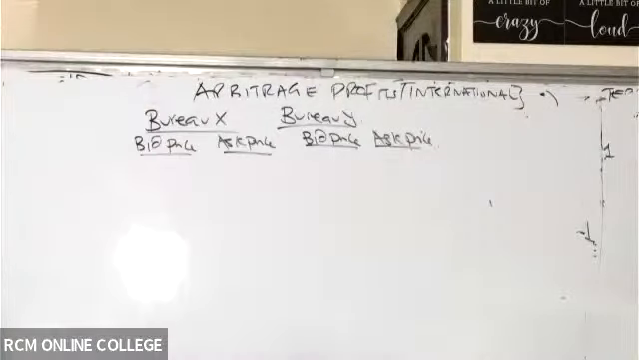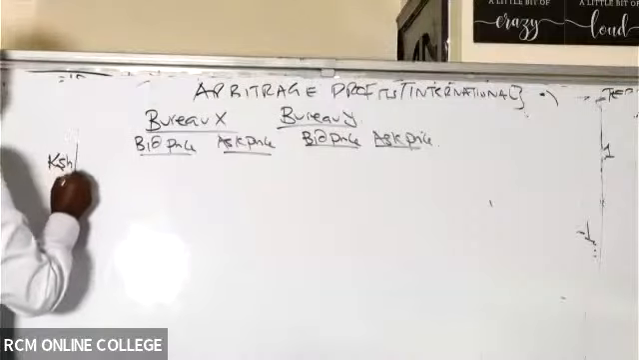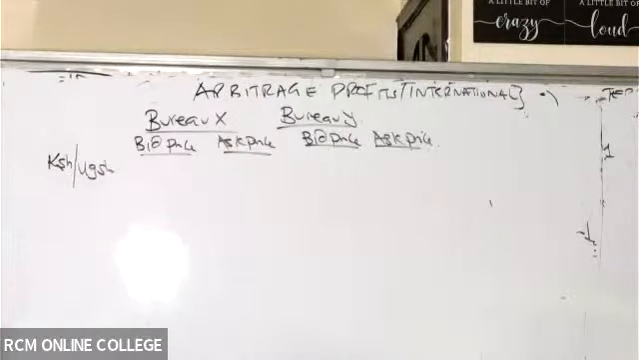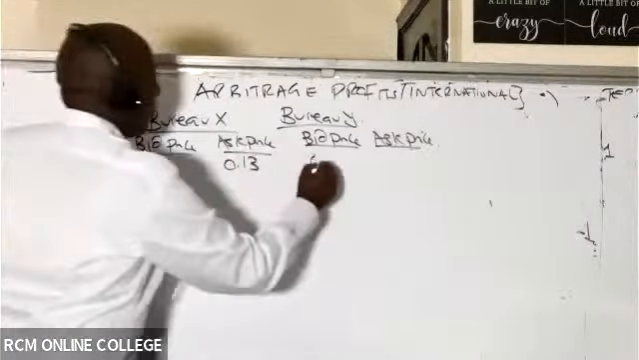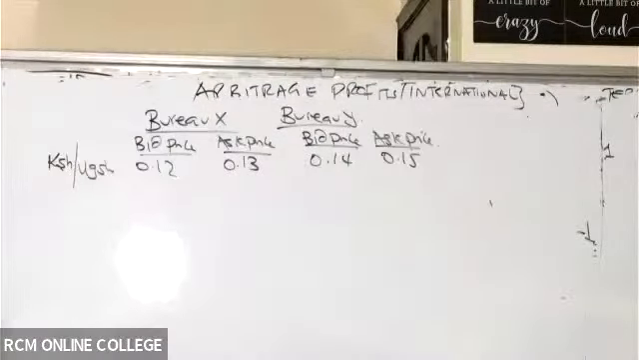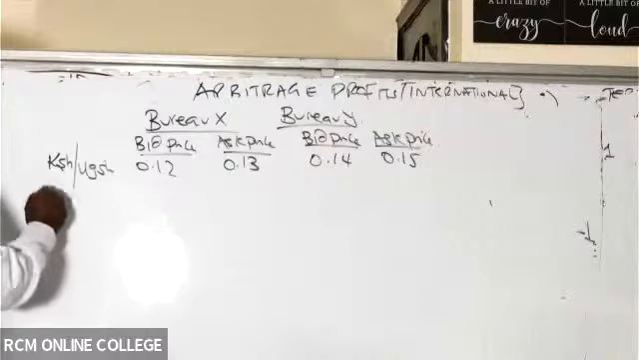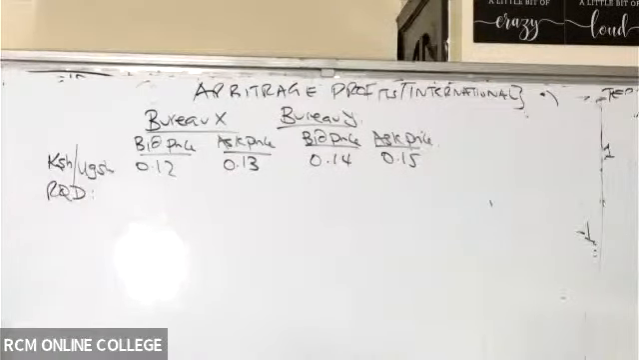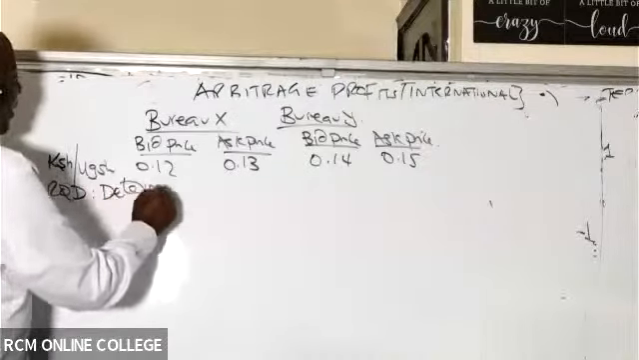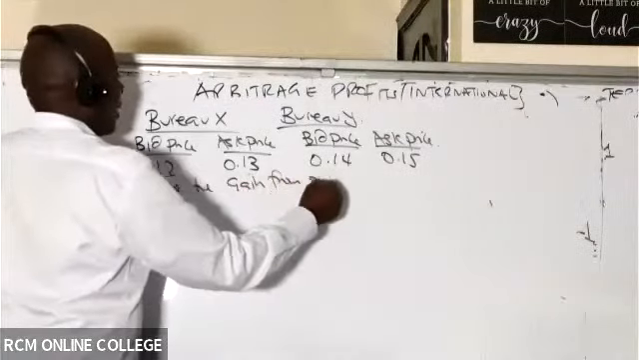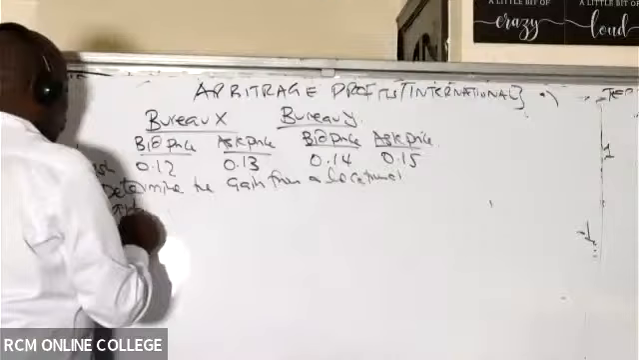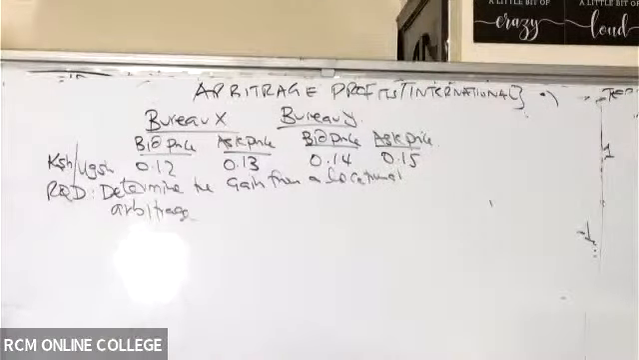All right. So then what do we have here? Kenya shillings per Uganda shilling. So bid price is 0.12. Ask price is 0.13. Bureau Y, bid price is 0.14. Ask price is 0.15. Required. Determine the gain from allocational arbitrage to the investor.